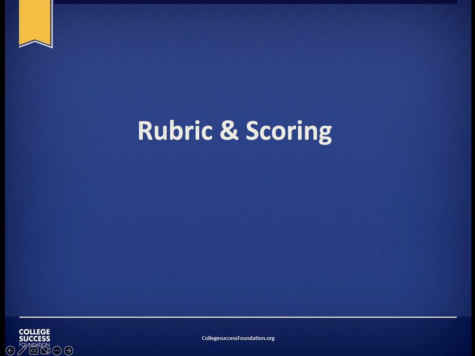We'll talk a little bit more about this framework and what you should keep in mind as you are reading some of these scholarship applications in the next slides.